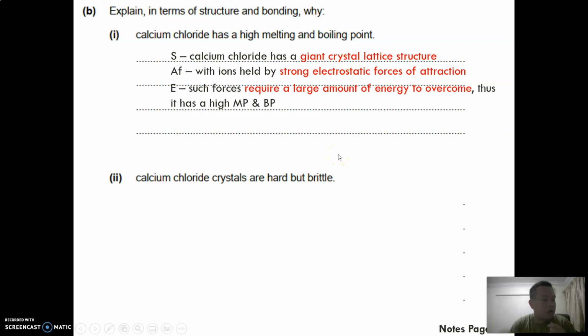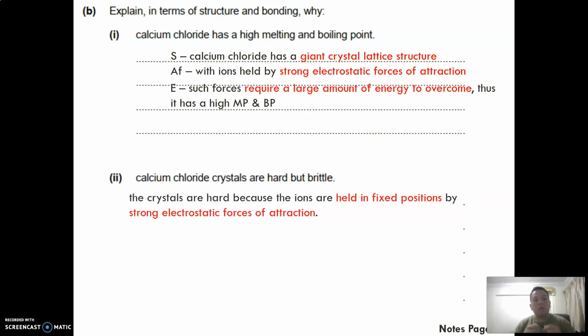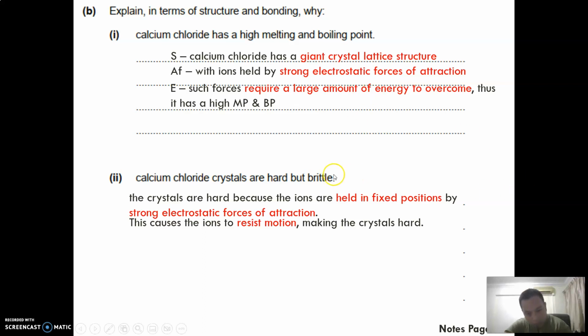Next, calcium chloride crystals: why are they hard and brittle? This is the longest explanation. There are actually 2 full paragraphs to mention. First, why are they hard? Because the ions are held in fixed positions by strong electrostatic forces of attraction, and they resist motion, which means that they will try not to move from their fixed positions even if you try to apply a force.